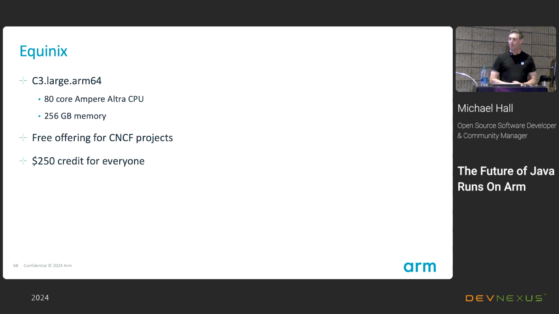And then Equinix, if you want bare metal to run your software on, they've got a bunch of data centers that are running these chips. You can get up to 80 cores of the Ampere Ultra and up to 256 gigs of memory. If you're part of a CNCF project, they're offering free resources to any CNCF project who wants to run parts of their CI/CD pipeline on Equinix machines. So that's a really nice offering there. For everybody else, they do have a $250 credit program, so you can reach out to them and ask how you can get access to that to get yourself started.